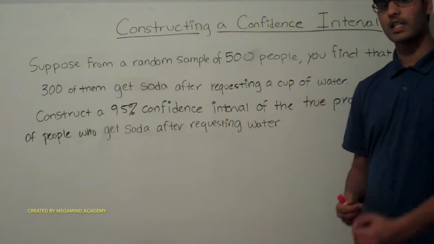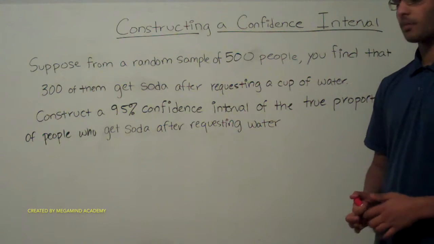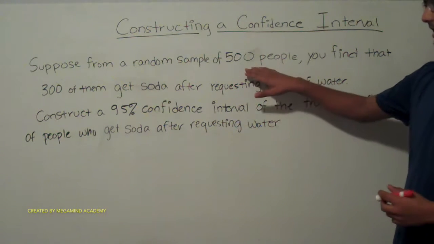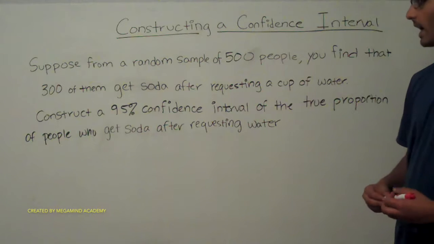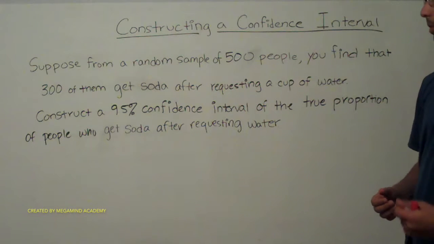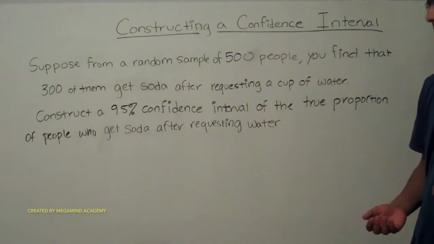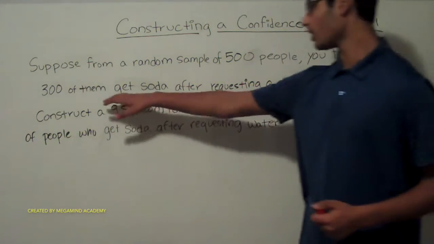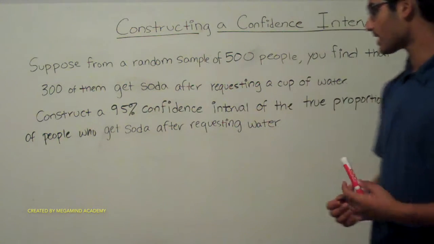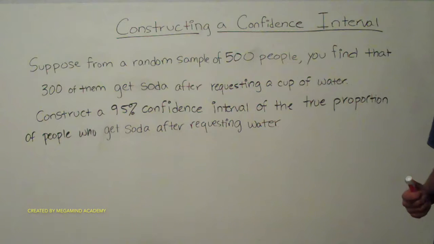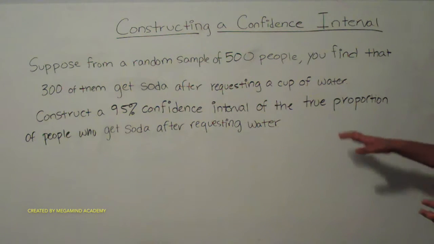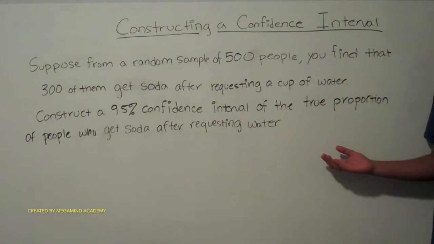So before we get started, let's figure out what we're doing here. Basically, we have a sample, and from this sample we have the proportion that we find, or p hat, which is our sample proportion of 300 over 500, or 0.6. And we want to use this 0.6 value to figure out a confidence interval of the true proportion of people who get soda after requesting water.